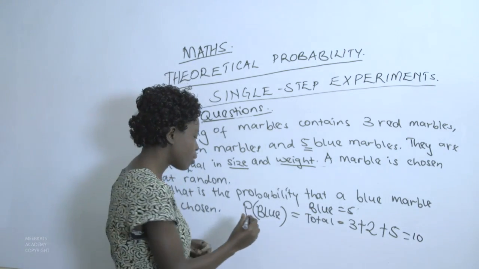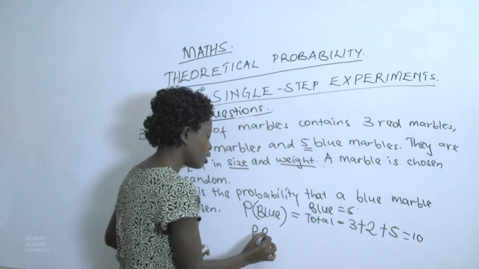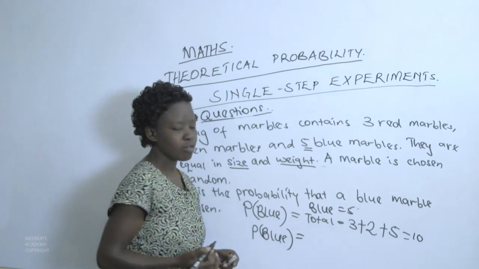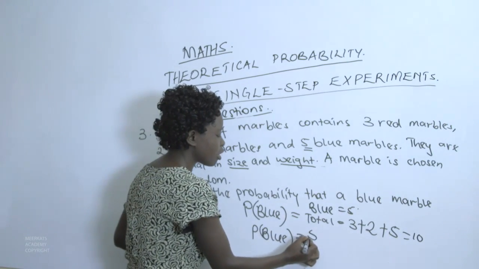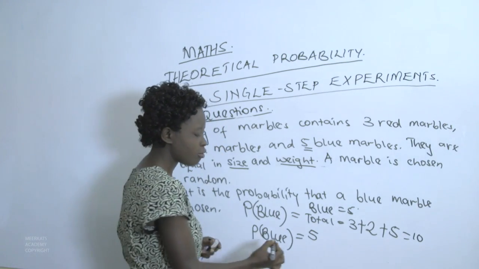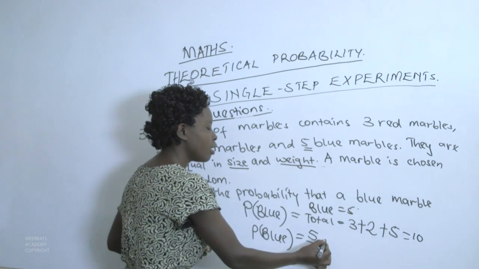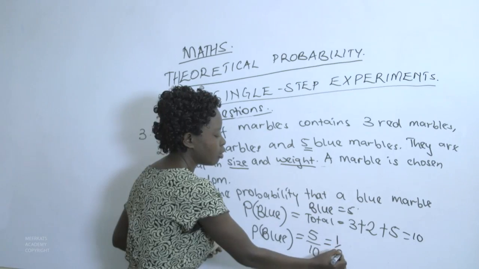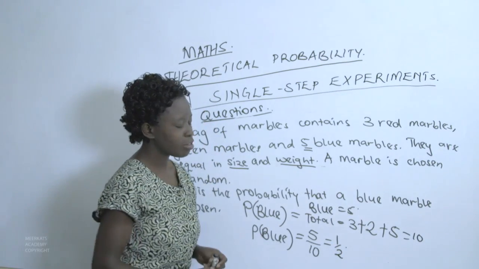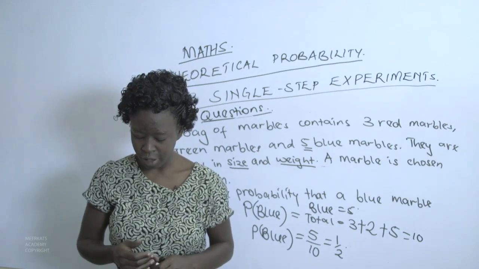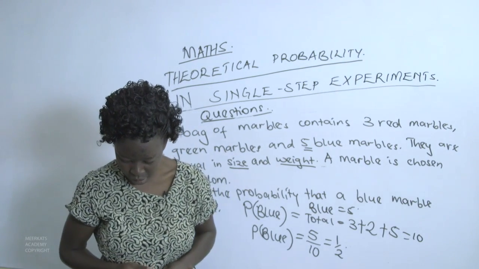So it means the probability of picking blue from this bag will simply be the favorable outcome, that is 5, over the total number of outcomes, which is 10. So 5 divided by 10 is simply 1/2. Or as a decimal, it can be 0.5. As a percentage, you can have 50%.